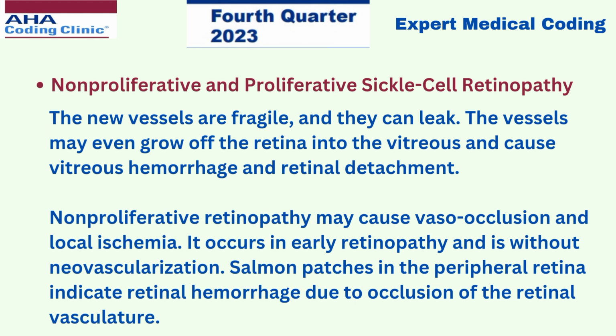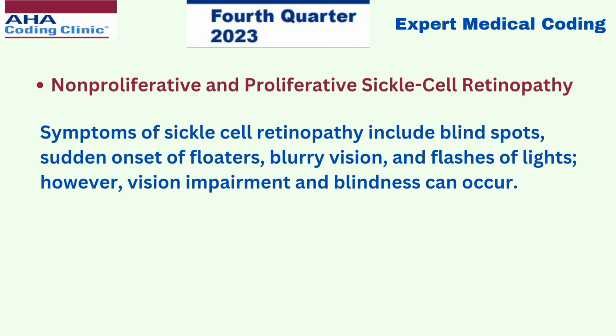Non-proliferative retinopathy may cause vasoocclusion and local ischemia. It occurs in early retinopathy and is without neovascularization. Salmon patches in the peripheral retina indicate retinal hemorrhage due to occlusion of the retinal vasculature. Symptoms of sickle cell retinopathy include blind spots, sudden onset of floaters, blurry vision, and flashes of lights. However, vision impairment and blindness can occur.